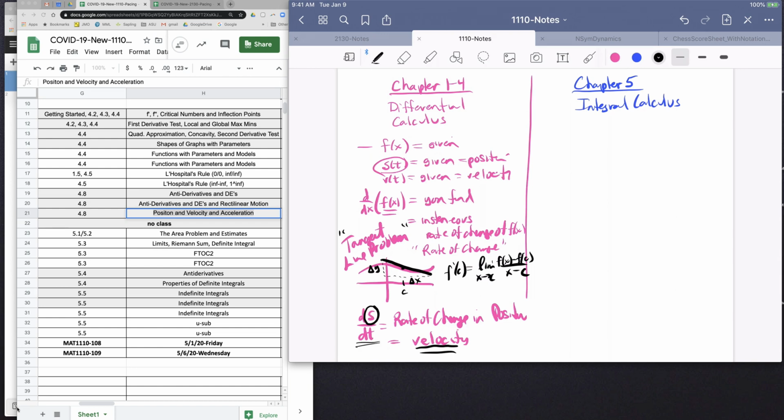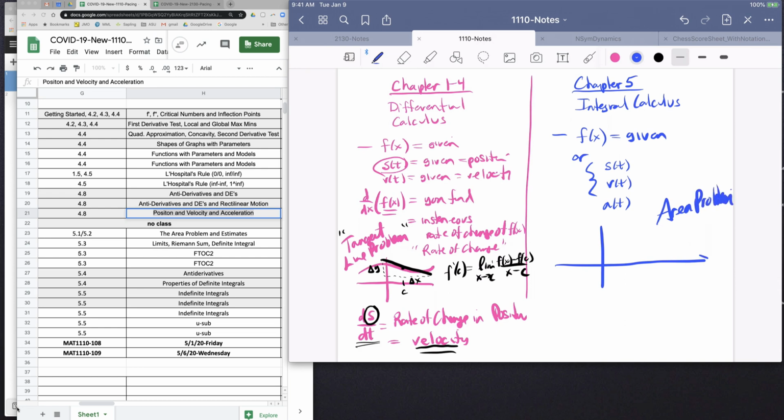What we need to do in this new chapter, chapter 5, is to do something similar, that we have a function f of x that would be given to you. Or you may be given a position function. You may be given the velocity. You may be given the acceleration. All these will be given. And what we would like to do now is to transition to a new kind of problem called the area problem. So rather than a tangent line problem, we are switching to this thing called the area problem.